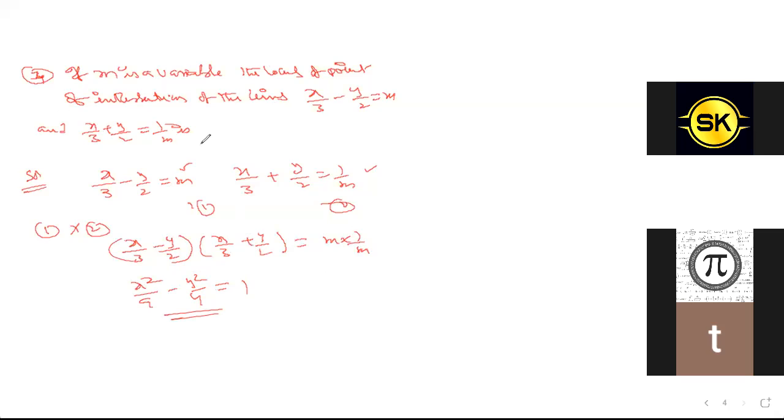Right. What is the locus, he said? M is a variable, he said. No, no, that means it is a hyperbola. We got it over here. Okay, sir.